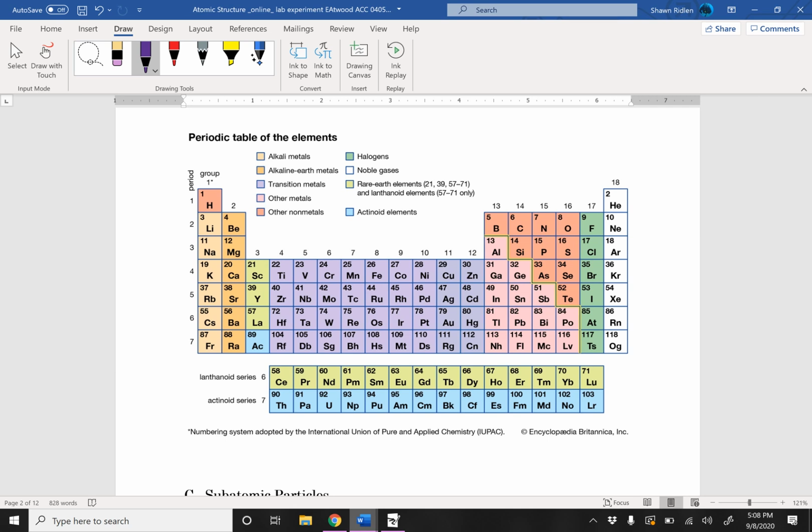Now below our periodic table, in the yellow, we have rare earth elements. And what we call these is the lanthanides and the actinides. So in the yellow are the lanthanides, and that's because they start with the element lanthanum. Then below that we have the actinides.